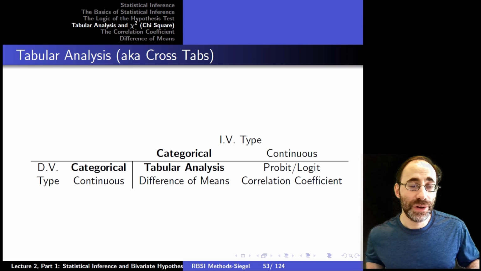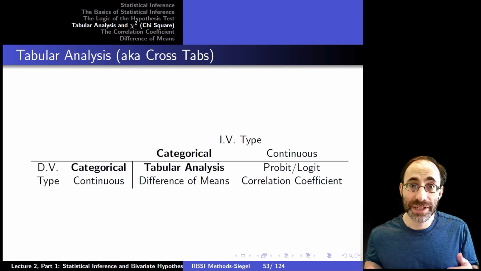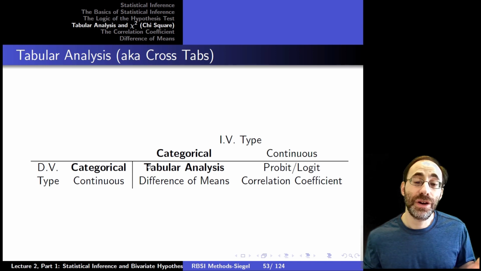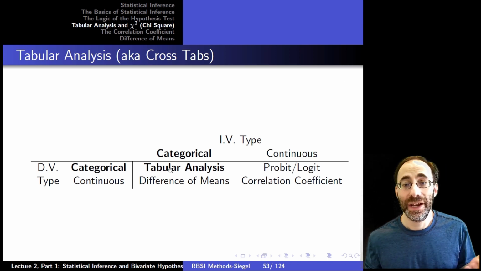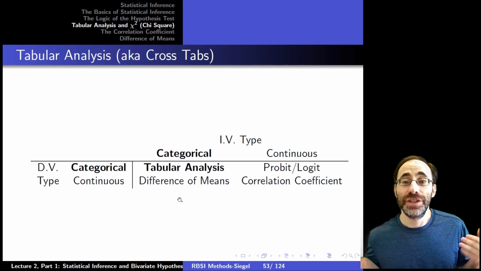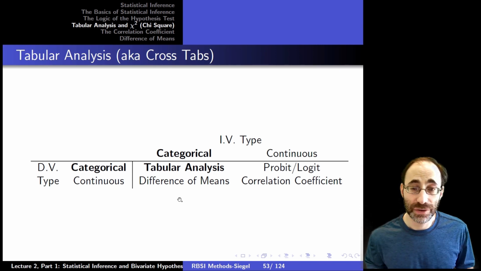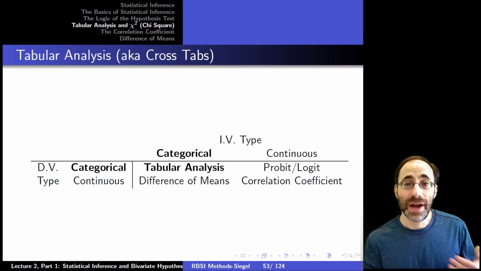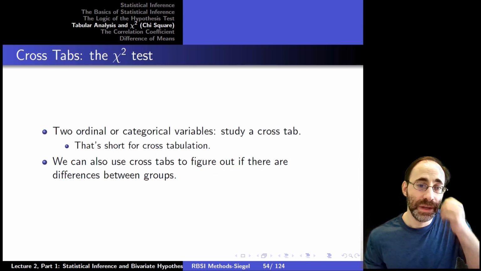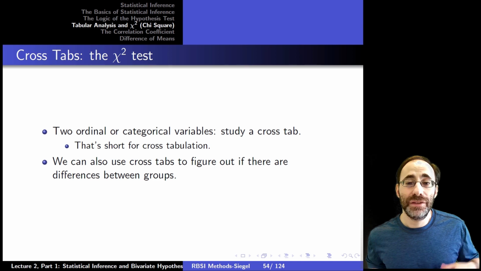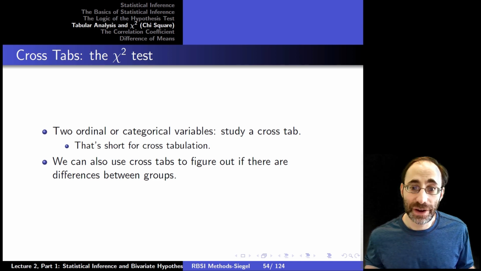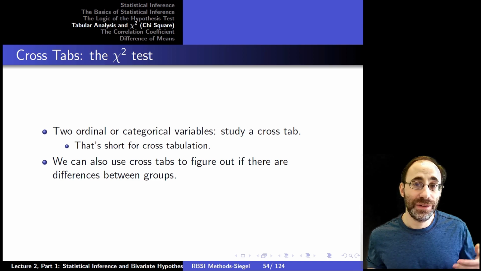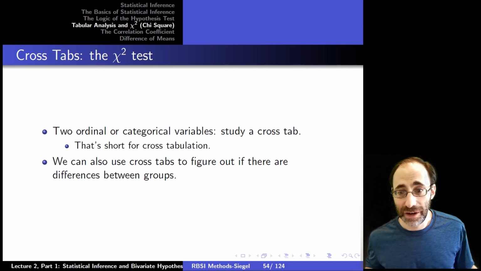Now we're going to start moving towards, as I said last time, concrete examples of hypothesis tests. And we're going to start when we have categorical dependent variables and categorical independent variables. And to do that, we're going to use tabular analysis or crosstabs. You might also often hear that phrase as well. And the chi-squared test. Okay, so we do this whenever we have two ordinal or categorical variables, so ordinal or nominal variables, for both the independent variables and the dependent variables.